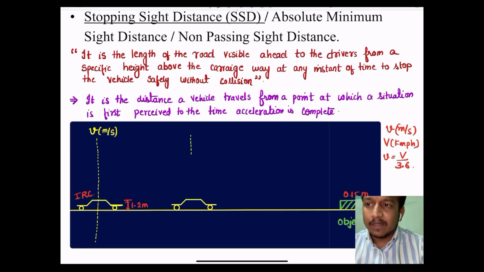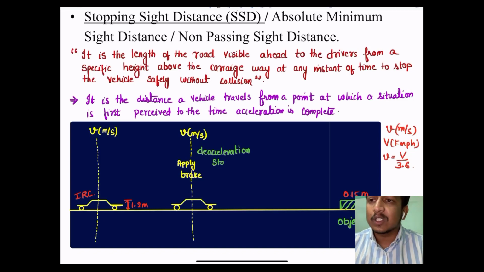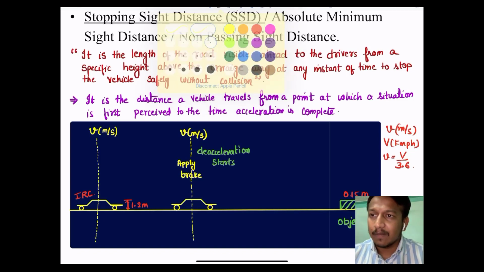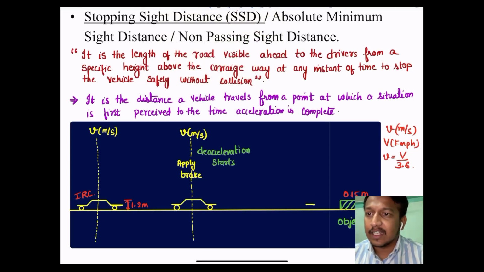It will travel some distance after perceiving the object, and at this point which I am showing, the driver applies the brake. As soon as he applies the brake, what will start? Here the velocity will be in meter per second. From this point velocity starts to decelerate. It means that velocity starts to decrease from this point of time. At this point deceleration starts.